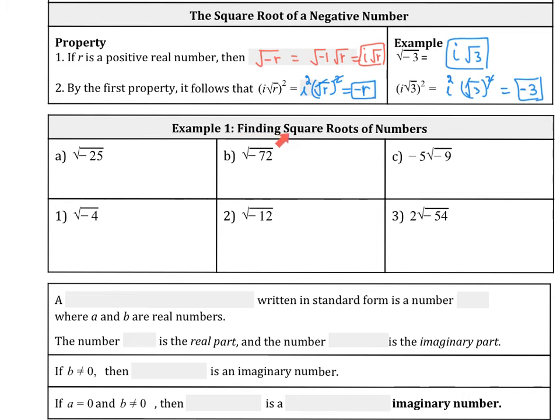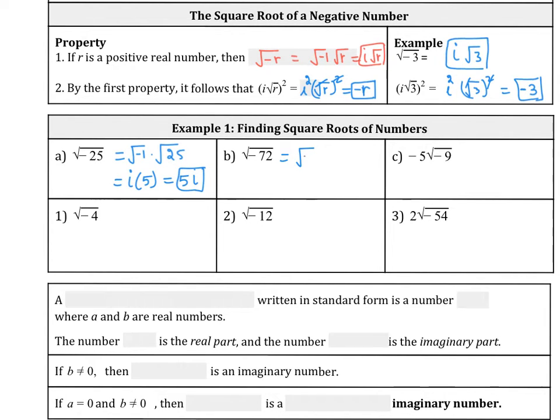Example number 1, finding square roots of numbers. Letter A is the square root of -25. So that's going to be the square root of -1 times the square root of 25. The square root of -1 is i. The square root of 25 is 5. So the answer is 5i.